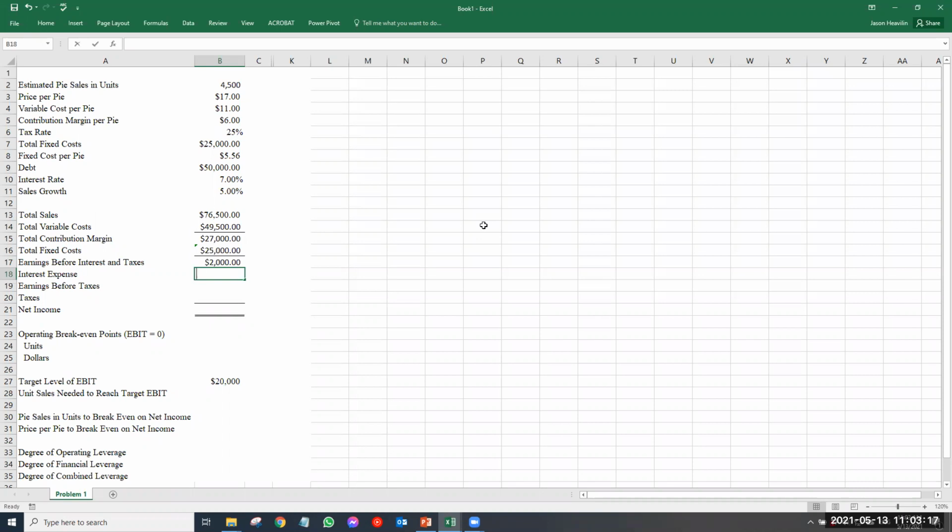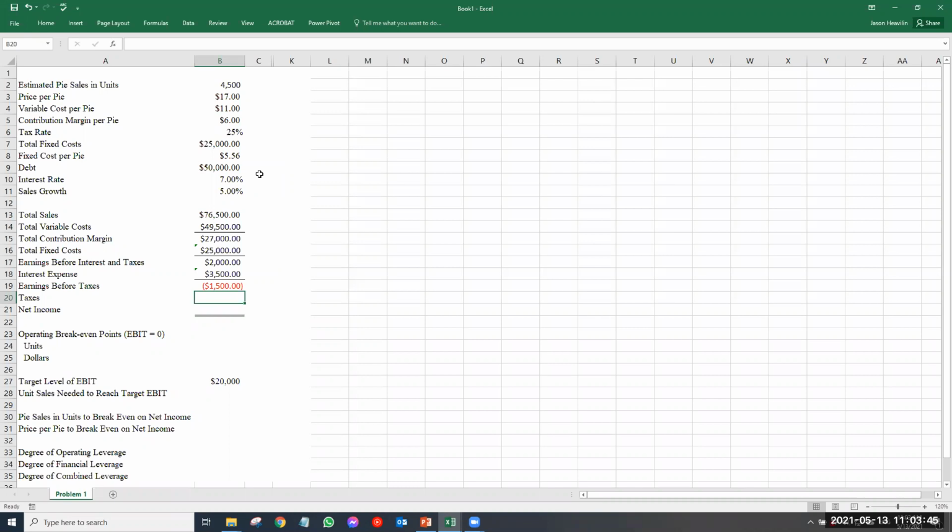For interest expense, we take the total debt we have here times the interest rate, and that is going to be our interest expense. So now we can go down to earnings before taxes, also known as taxable income. We take our EBIT minus our interest expense, and we have a loss there of $1,500.